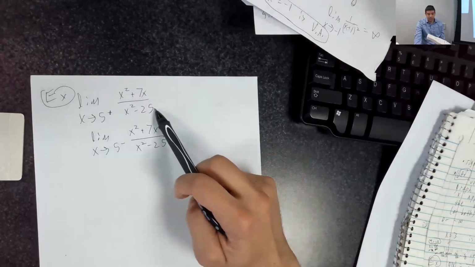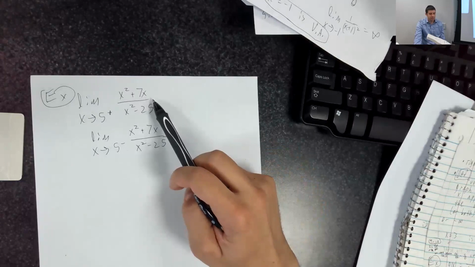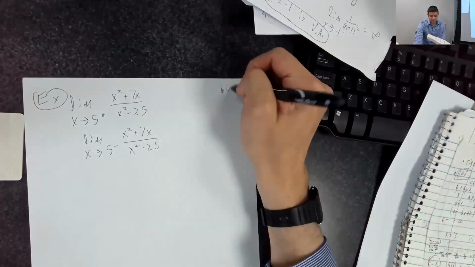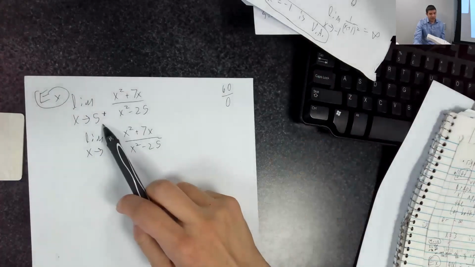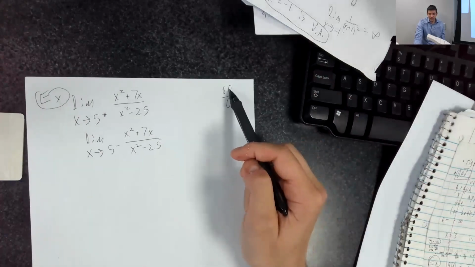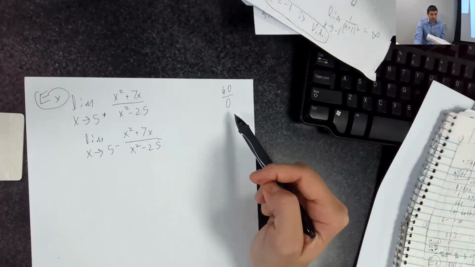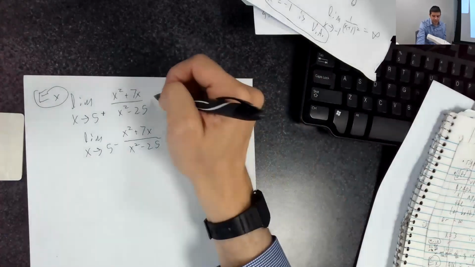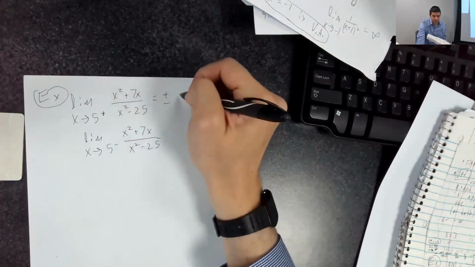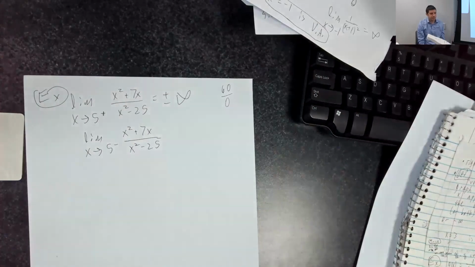Okay. If I plug in 5, what do I get? What's the numerator? Numerator is 60. What's the denominator? 0. So that means near 5, the numerator is near 60, but the denominator is going towards 0. So a non-zero number divided by 0 is blowing up, plus or minus infinity. Has to be one or the other. How do I figure out which one?